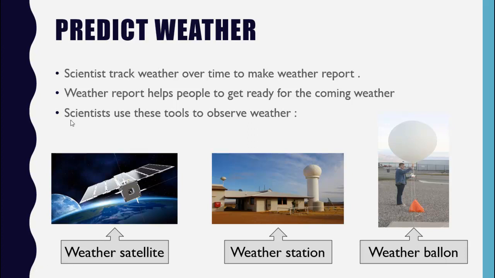How can scientists predict the weather? By using these tools to observe the weather: weather satellite, weather station and weather balloon. All of these are tools that help scientists to observe the weather.